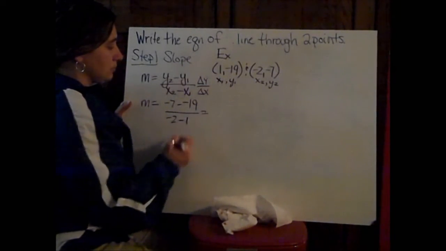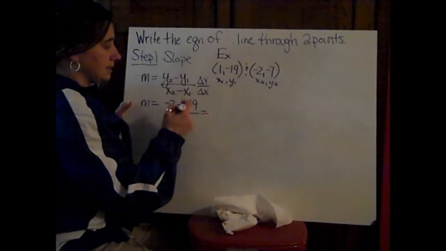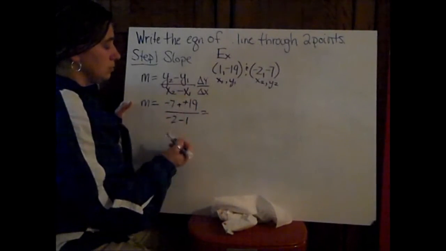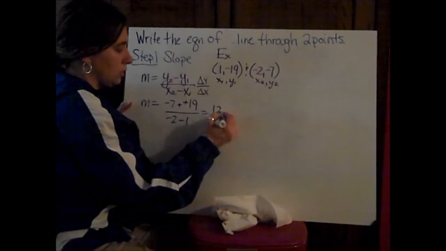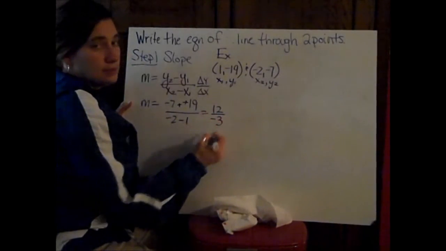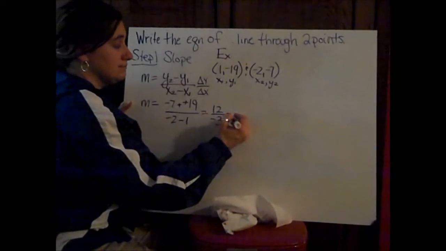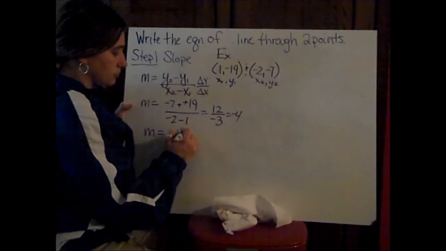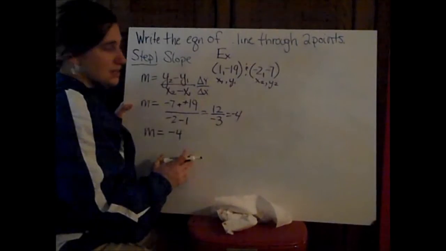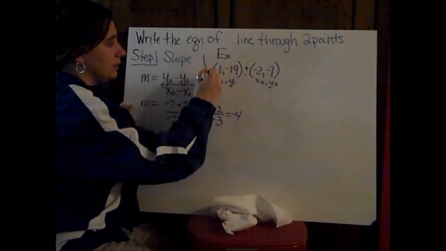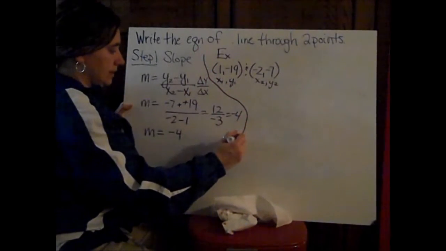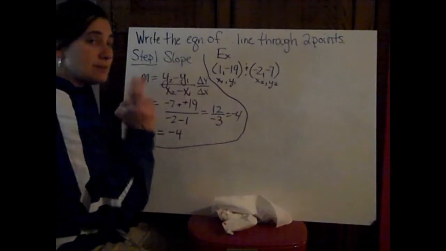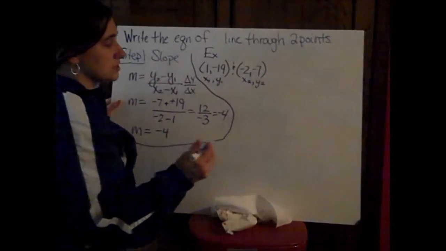Now we need to simplify it. Minus a negative turns that into plus a positive, so we end up with 12 over -3. 12 divided by -3 is -4. So my slope is equal to -4. So that's the end of step 1. So I can kind of draw a box around that. That ends step 1. Step 2 is to find the y-intercept.